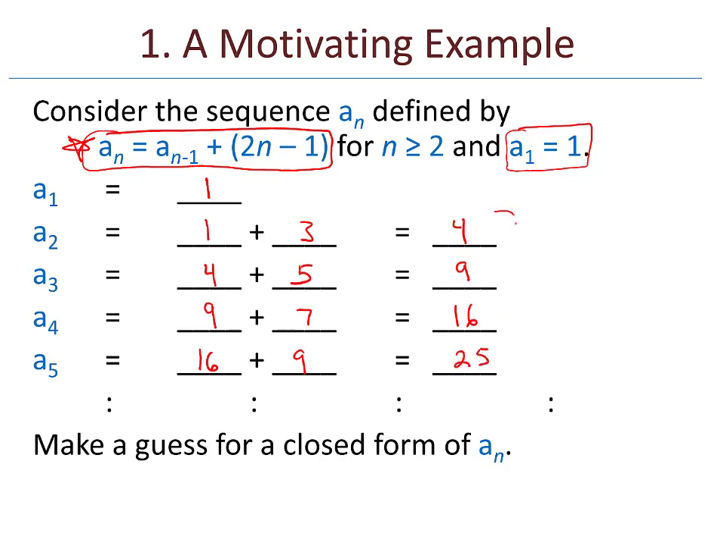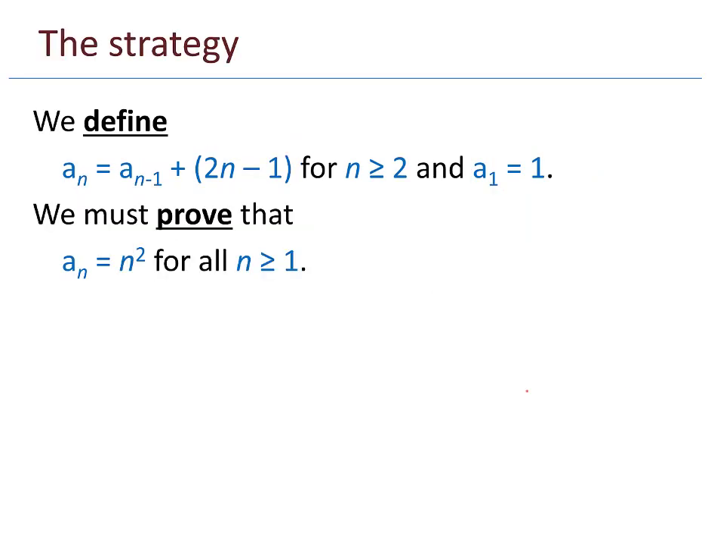And do you see a pattern? I'll include the 1 also. I think maybe you do. Make a guess for the closed form of a_n. It looks like a sub n has such a nice, simple closed form that is simply n squared. So how will we prove that the closed form for this sequence is really n squared? We define the sequence recursively, and we must prove that the sequence has a certain closed form.